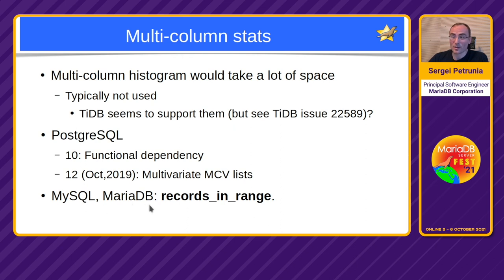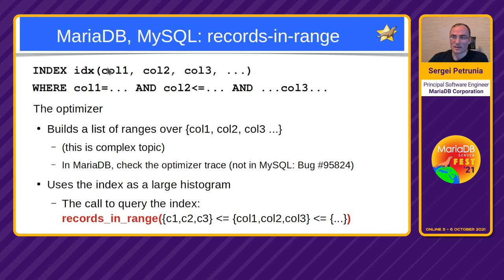Interesting that MySQL and MariaDB have been at the forefront here for a very long time. They have records in range statistics, which are sort of multi-column statistics. Suppose you have an index on multiple columns and you have a where condition. The optimizer will build a list of ranges over this lexicographic ordering. This is a complex topic, so I can't cover it here.